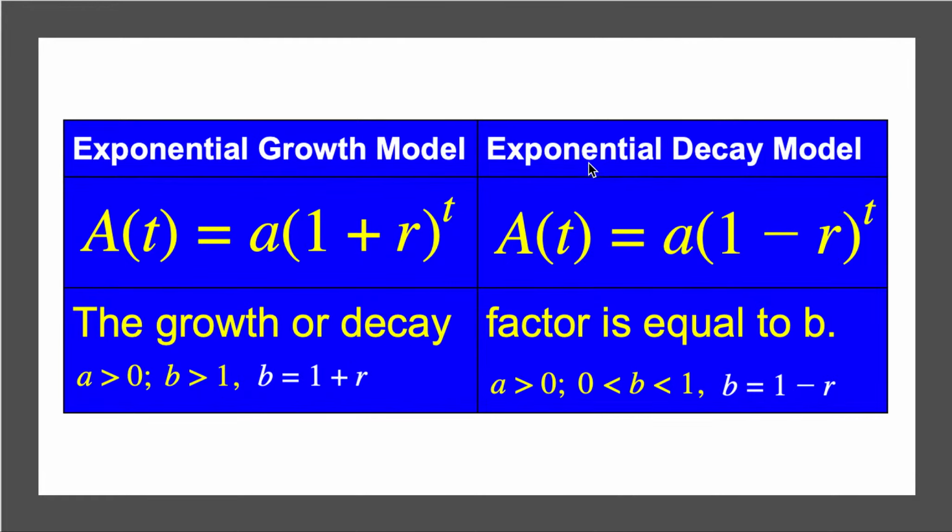If we have an exponential decay model, it is similar to the exponential growth model, but the only difference is a minus sign, minus r. So A of t equals a, the initial value, times the factor b, which is 1 minus r, to the power t. But the conditions are a little different. a has to be greater than 0, but b is greater than 0 and smaller than 1. And the factor b is 1 minus r.